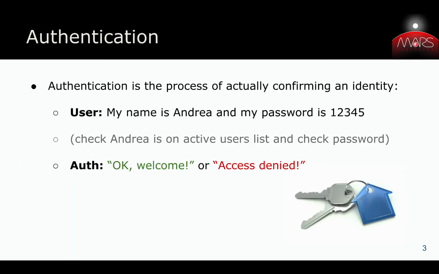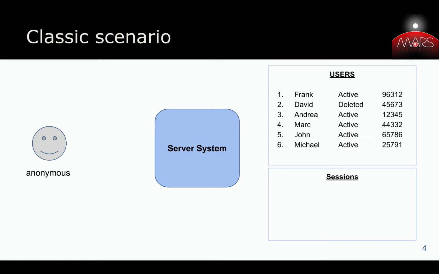Authentication is the process of actually confirming an identity. Usually, you have a user with some credentials and let your system recognize him to gain some privilege or not, or gain access to some resources or not. So we have a user and a server system. The server system has some information to validate users, active users, and their credentials.